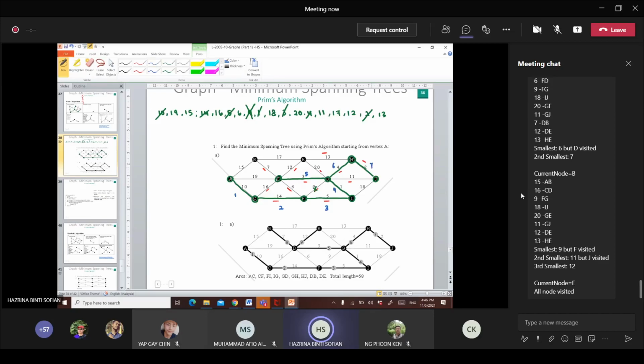So this is 6, this is 7. Right now we can see that we check for the smallest. 6. Okay, 6 is the smallest, but we cannot do 6 because it will be cyclic. So we cancel this. I just cancel 6. Is it 11 that is the smallest?